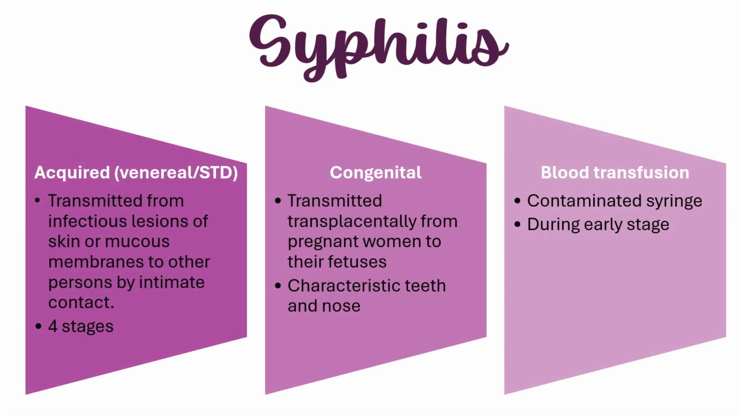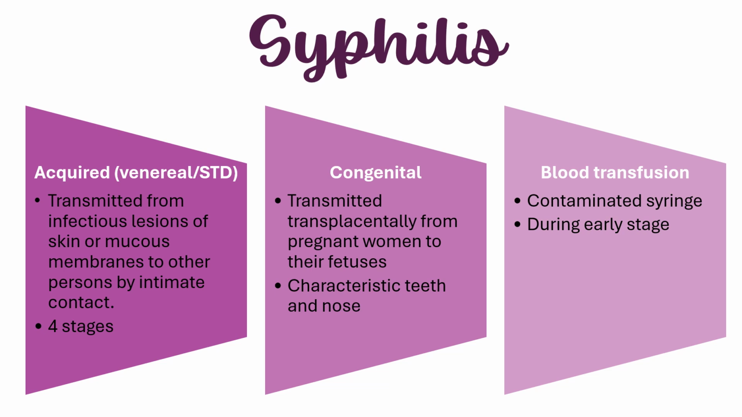Syphilis can be transmitted by three ways. The first and the most common way is acquired, which is why syphilis is known as a sexually transmitted disease. It's transmitted from the infectious lesions of the skin or mucous membranes of the genitalia and mouth to the other person by intimate contact. The person who acquires syphilis goes through 4 stages, which will be discussed later on in this video.